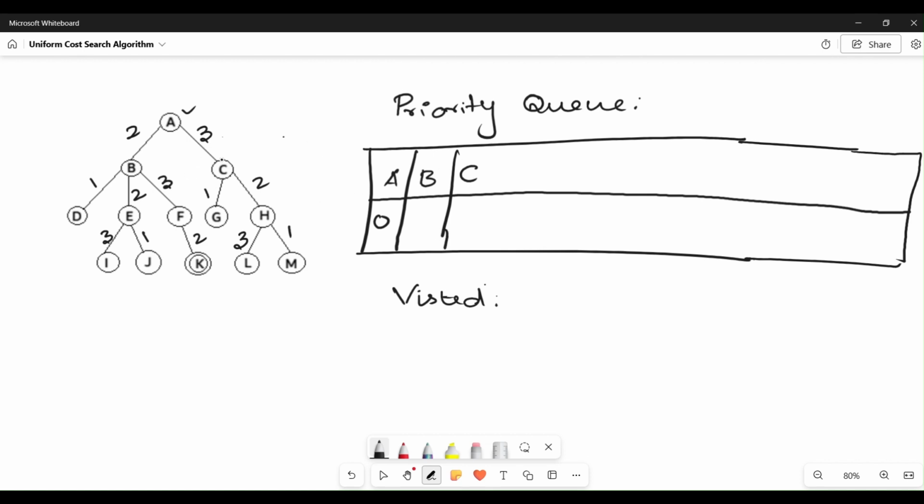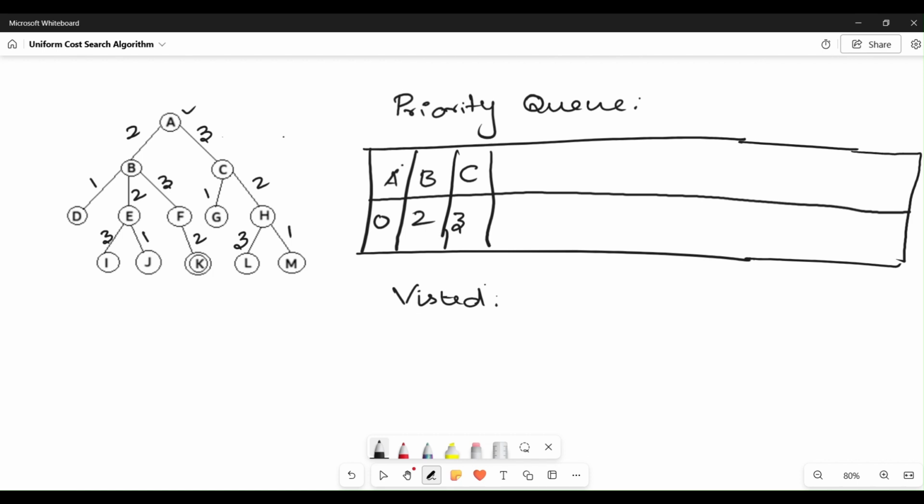Now we will calculate the cost. The cost of the starting node is 0. So 0 plus A to B, the distance is 2, we get 2. And 0 plus 3, we get 3. So the third step is we will be finding the lowest cumulative cost path.